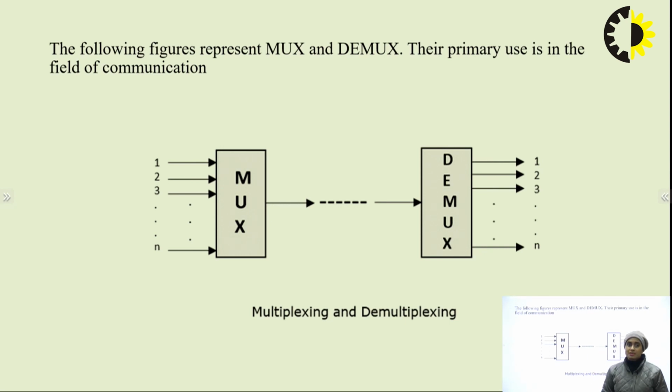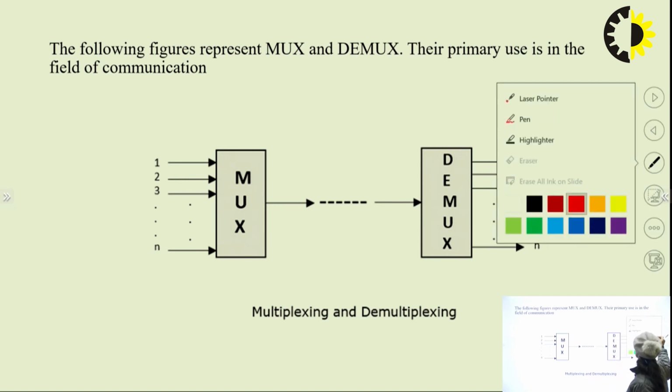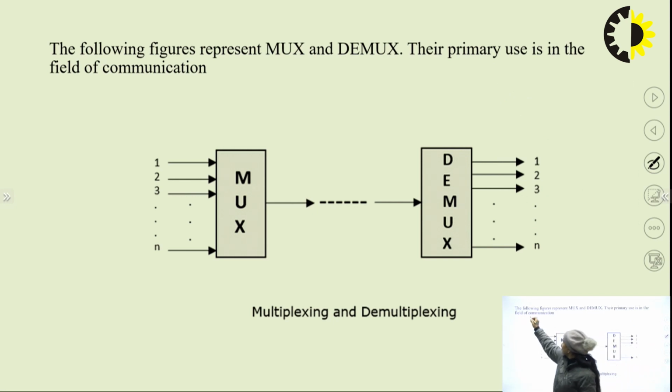This picture represents how your mux and demux are connected. This is my mux, 1 to n inputs I may use, and at demultiplexing these are segregated. The primary uses in the field of communication, yes, of course. First of all, we used it for telephoning, right?